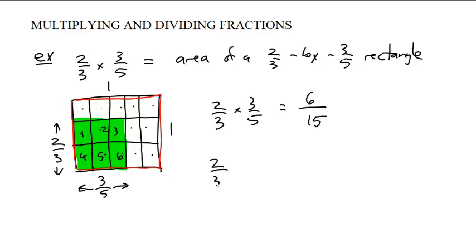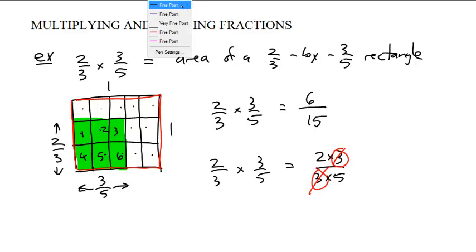The shortcut is 2/3 times 3/5 is 2 times 3 over 3 times 5. Of course, we can reduce it. There's a 3 down below and a 3 up top. Die. So the answer is 2/5. But I want you to remember that when you multiply fractions, it's really easy. You multiply the tops, you multiply the bottoms.